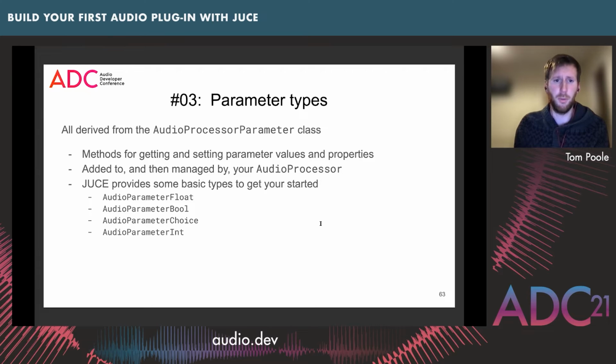And we've got a handful of basic types to get you started, where a float parameter is something that is very suitable for something like a slider. A bool would be a button. A choice would probably be a drop-down, and an int would be some kind of discrete setting.